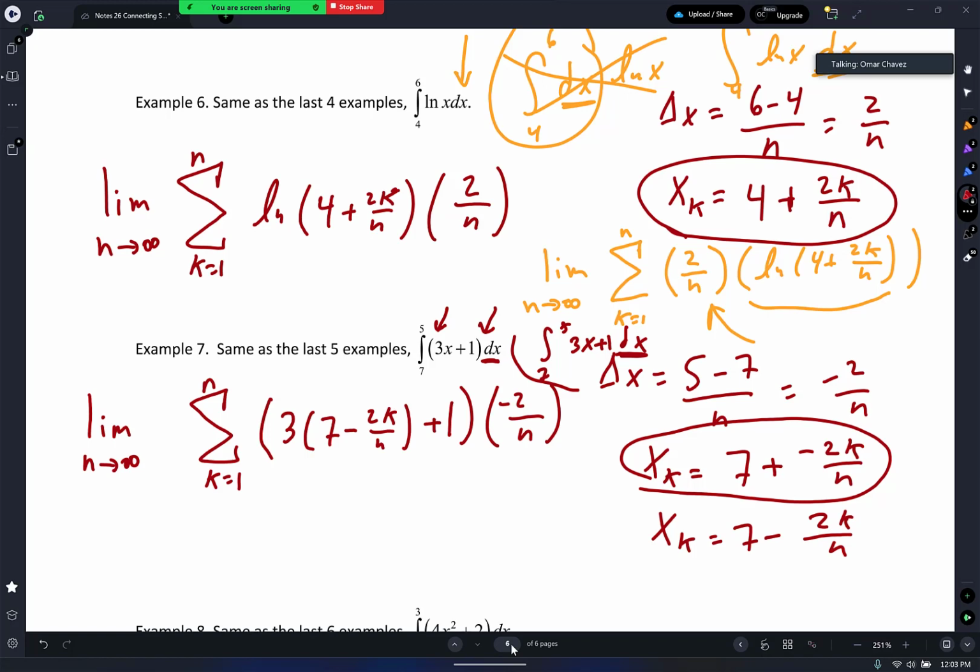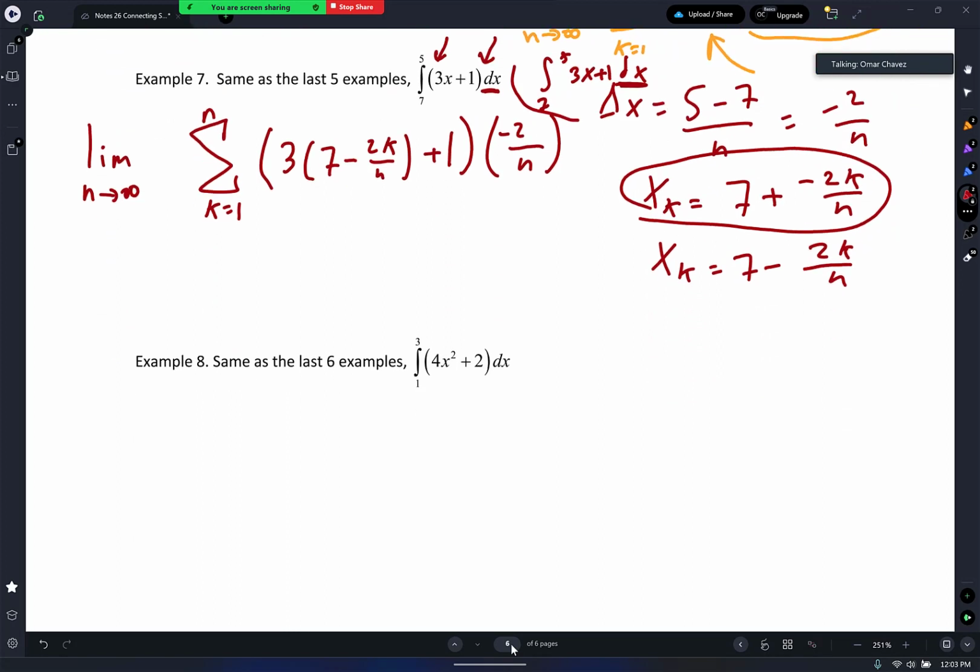Cool or not cool? Okay, let's do this one here. So delta x equals 3 minus 1 over n, so 2 over n. And x of k equals, where do I start? 1 plus 2k over n. You can see how it can be very robotic because it's the same thing, but we're not robots, right? Like we know what we're doing, right?